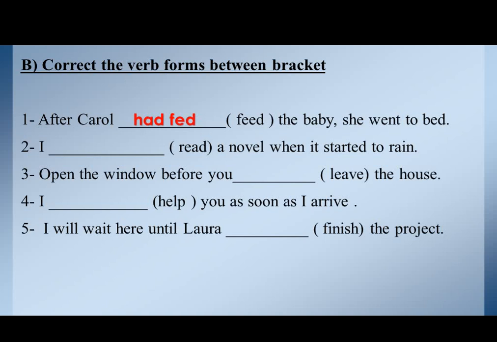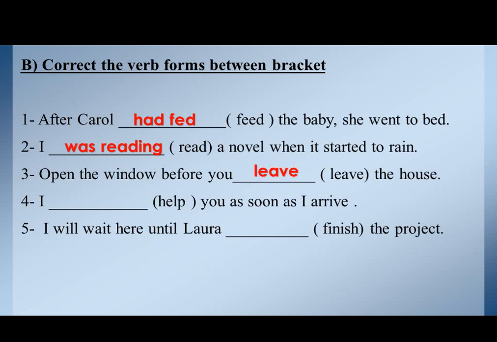The second one: I was reading a novel when it started to rain. So you have past continuous, and on the other half, of course, it should be past simple. It's impossible for you to have past continuous with the future or past continuous with the present. Open the window before the house. See here, it started with open. Open is imperative. So on the other half there should be present simple or present perfect. So the answer is: before you leave the house.